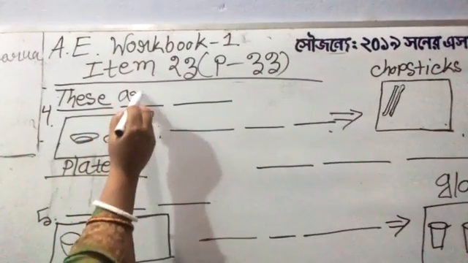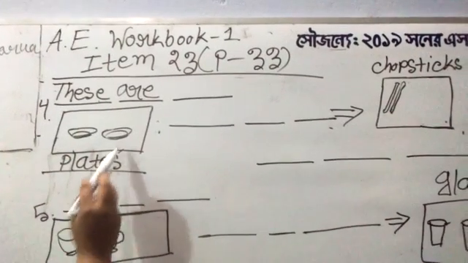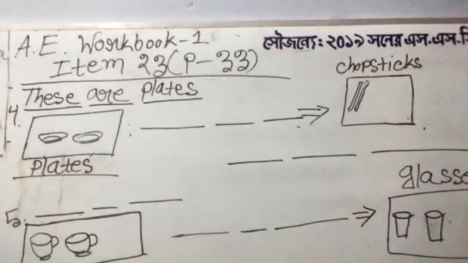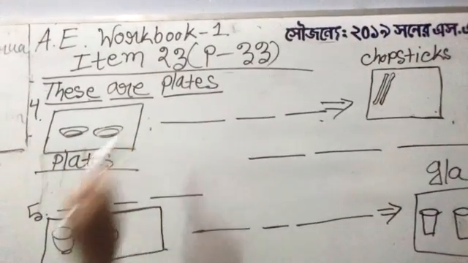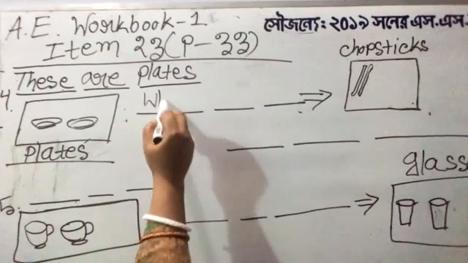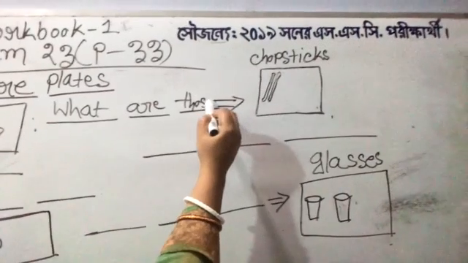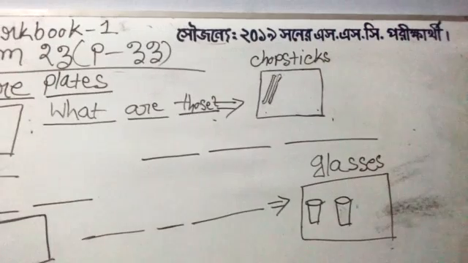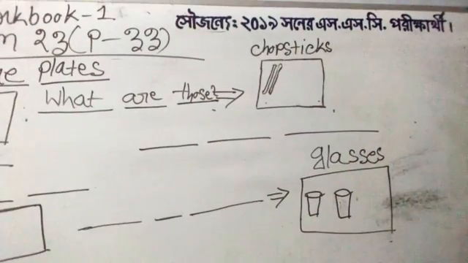After such pronoun, what should we write as auxiliary verb? The auxiliary verb would be are. These are what? The name of the object. The objects are here plates. These are the plates. Please go to number 4 and put the words here in the blanks. Then see, what are those? These are chopsticks. Do you know what chopsticks are?